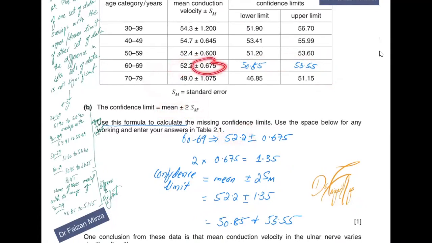So this is the standard error. According to the formula, you have to multiply the standard error by 2. So standard error is 0.675, you multiply it by 2, you get 1.35.